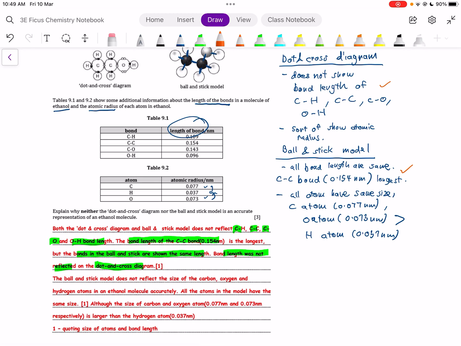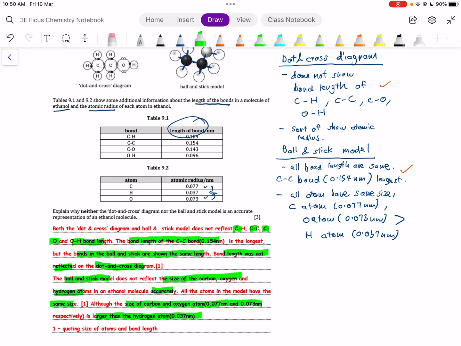Then subsequently, I talked about the atomic radius. The ball and stick model does not reflect the size of the carbon, oxygen and hydrogen accurately, because all have the same size, when you quote the data that the carbon and oxygen atoms are larger than the hydrogen atom.